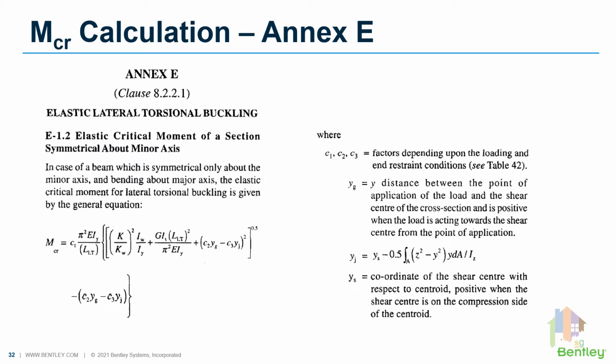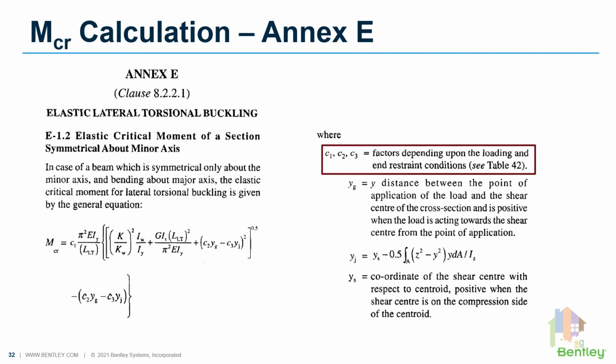In Annex E of IS800 code, a detailed formula is provided to calculate the MCR value for sections which are symmetric about minor axis with major axis bending. In this equation, you can notice all these factors are considered, like yg is the distance between the load application point and shear center. It is considered as negative if load is applied below the shear center or stabilizing load. LLT is the effective length factor.